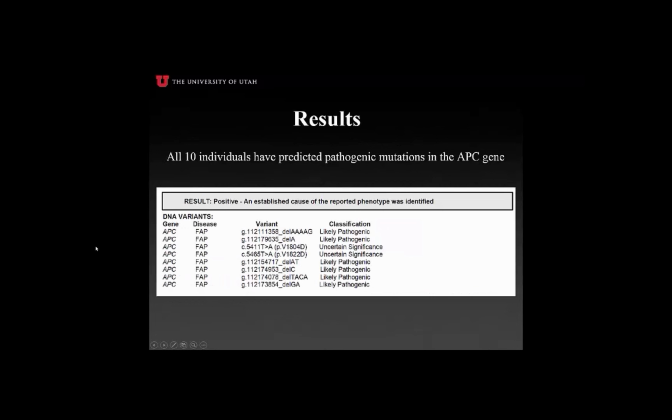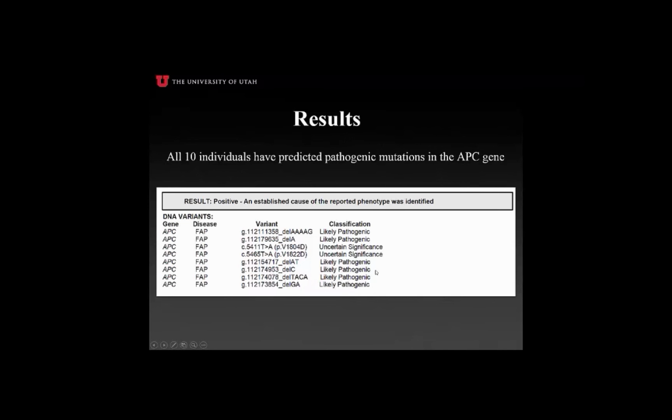The next section of the report details the results of the test, indicating that it was either success or positive, as was the case with our test, or negative. Below that is a list of the variants of interest, including the gene that they belong to, the disease that gene is associated with, if any, the HGVS standardized classification or listing of these variants, as well as their clinical significance, if any.